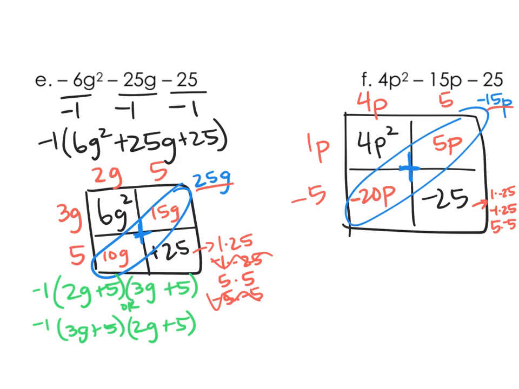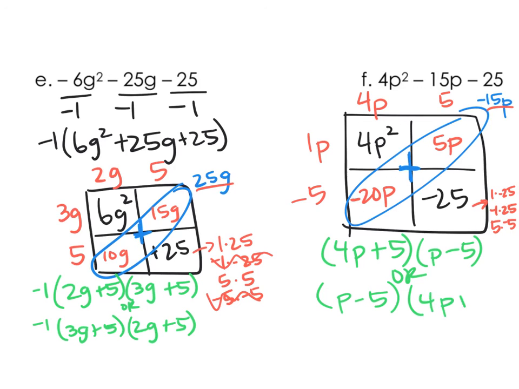So on this one, we did not have that GCF out front, so we just have 4p plus 5 and a p minus 5. Or you can always write it the other way as a p minus 5 and a 4p plus 5.